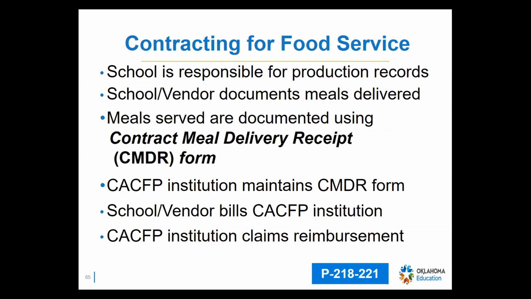If you are contracting for food service, if you contract with a school district, so if you're a daycare and you get your meals from a school, the school is responsible for the production records. They will keep a production record and say, on that production record, they'll have, say, 50 meals or however many meals that they're giving you. That school or vendor will also give you what we call a contract meal delivery receipt. That is your form of what was served and what was not served. The center or the entity keeps that contract meal delivery receipt form. That's your record of what was served and to make sure that enough food was served.